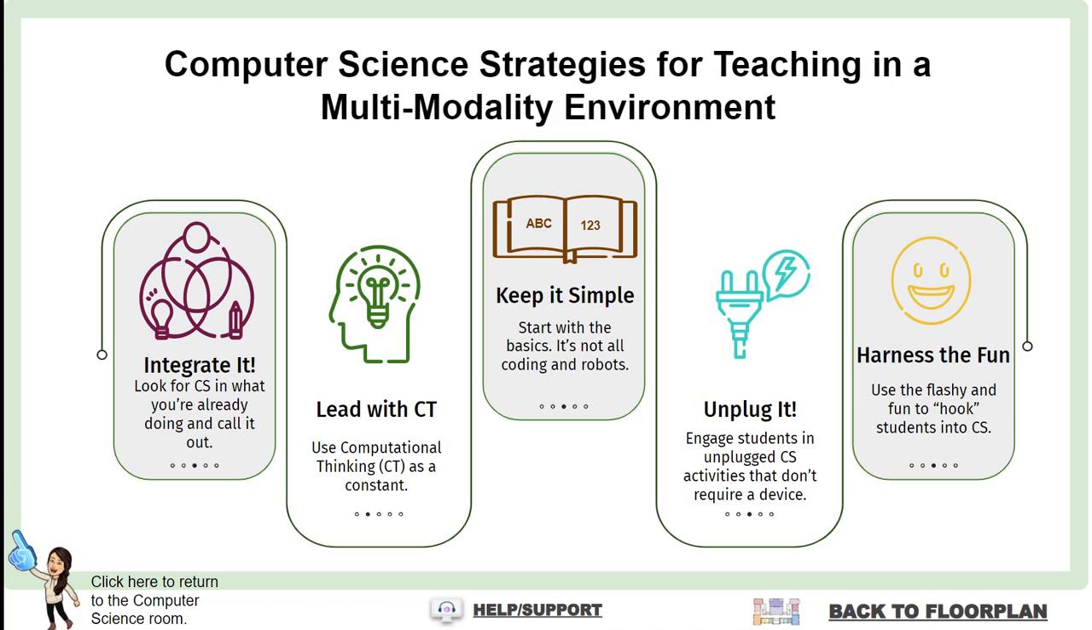Another great thing is to unplug it. So engage students in unplugged computer science activities that don't require a device. A lot of these opportunities are very simple, and you can use a variety of tools in order to do that. A great example is to have students do activities to learn binary. One way you can do that is simply by having a handful of two different things, right? So if it's pipe cleaners, one color and a different color, you only need two colors. Or it could be popsicle sticks that you color or paint. That's a very simplistic way to do an unplugged activity with students, and there are dozens and dozens just like that.